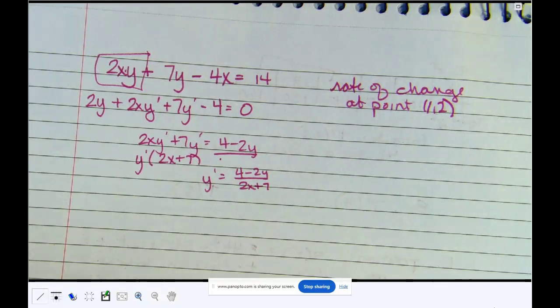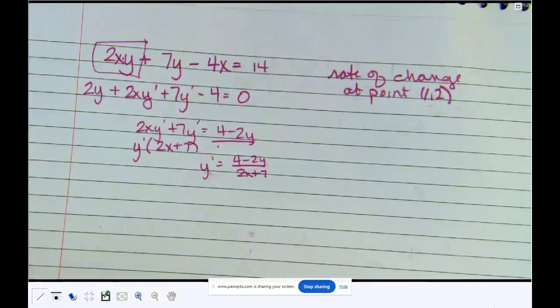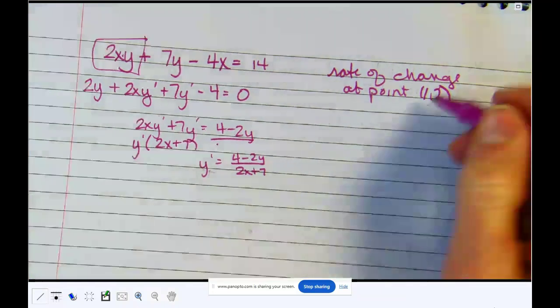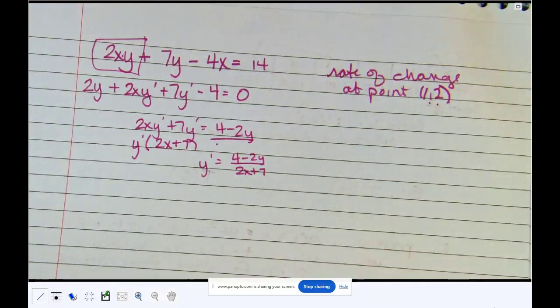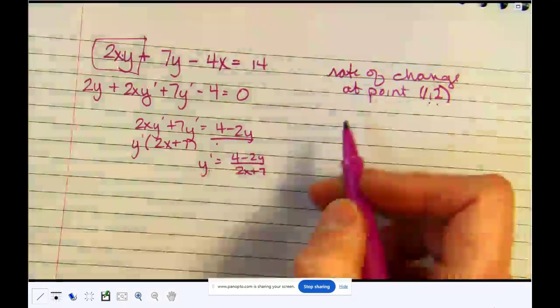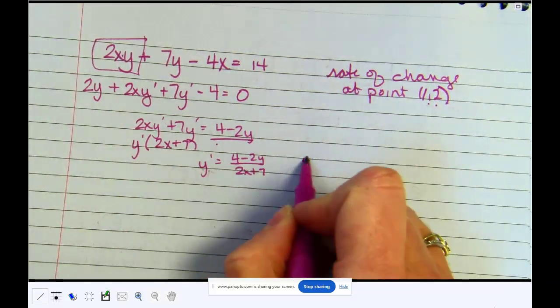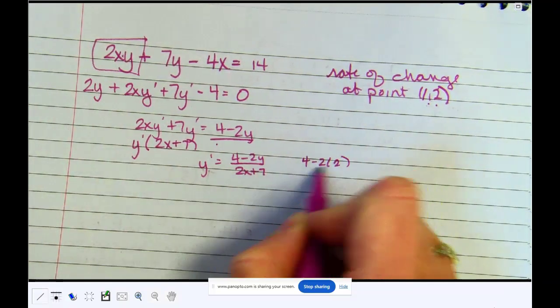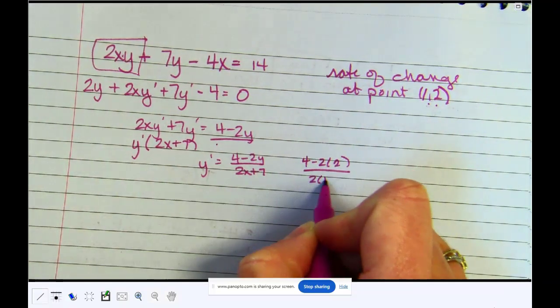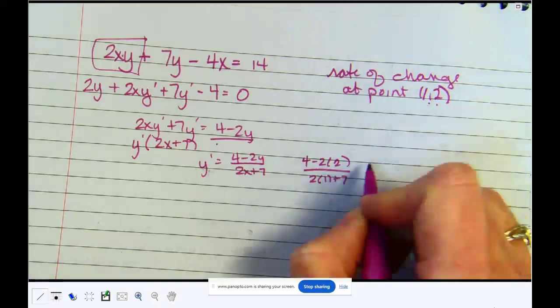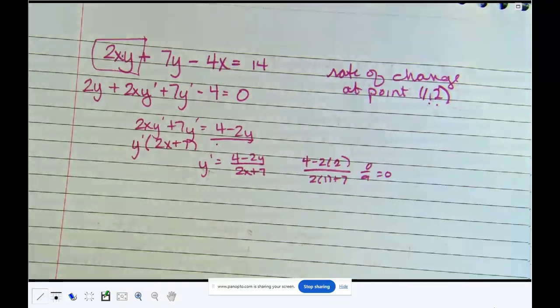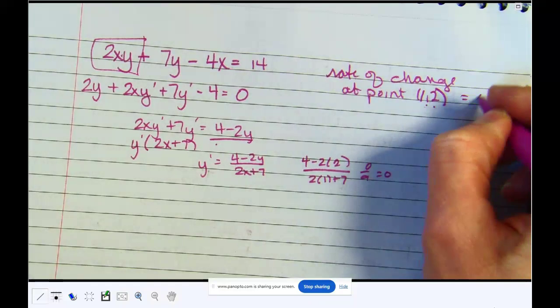Now, if I'm asking you for the rate of change, or potentially I could ask you for the tangent line at this point, either one, you have a coordinate point. What do you have to do with it? You plug them in. This would be 4 minus 2 times 2, which is 0, over 2 times 1 plus 7, which is not 0. 0 over 9 is 0. So the rate of change at (1, 2) is 0.